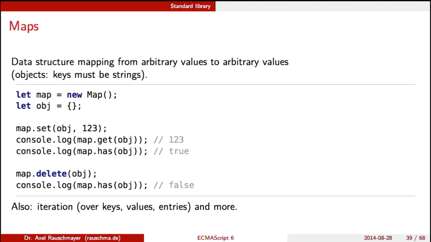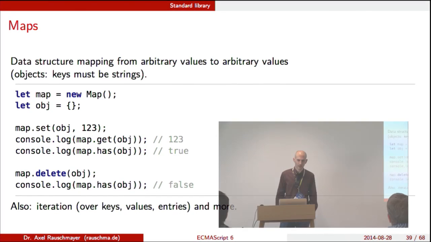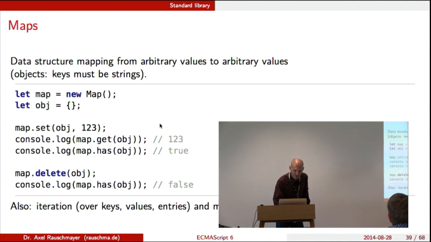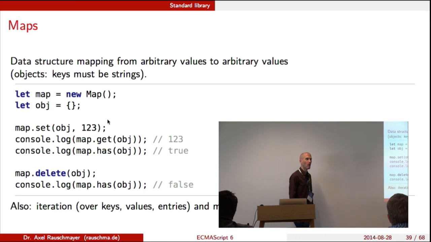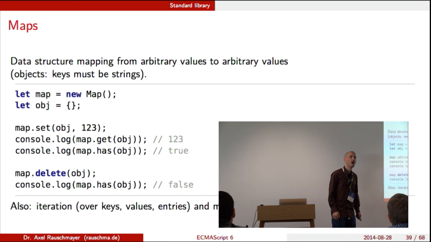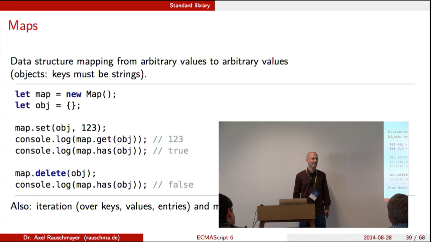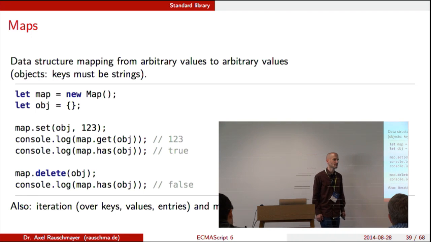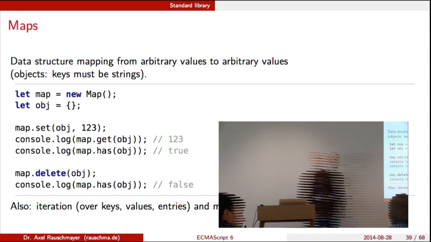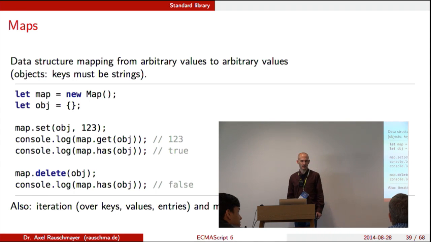So the standard library has grown as well, and one of the most important additions, I think, is map, because at the moment we're kind of abusing objects as maps from string to arbitrary values. And that is sad, because at the moment, if you want your keys to be anything else but strings, you can't really do that in JavaScript.